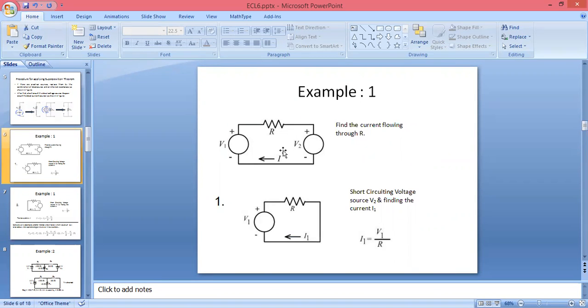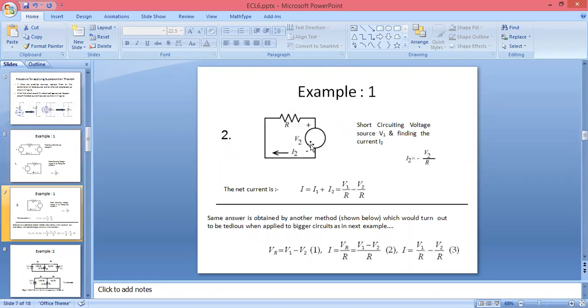If there are two voltage sources and you are taking clockwise direction, you can see here V1 is from positive to negative, but V2 is from negative to positive. That's why we can calculate VR equal to V1 minus V2.